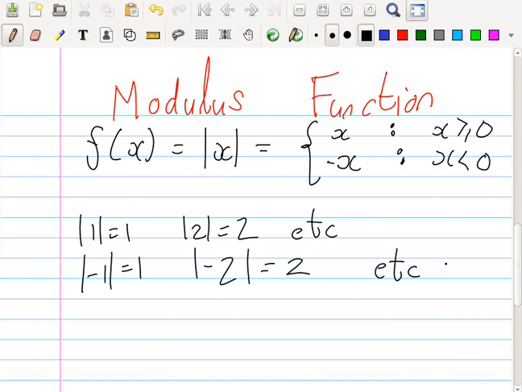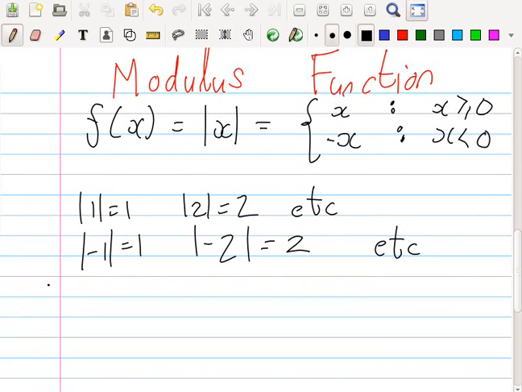Okay. Let's have a look at some problems with this one. So the first one is I want to solve this equation.